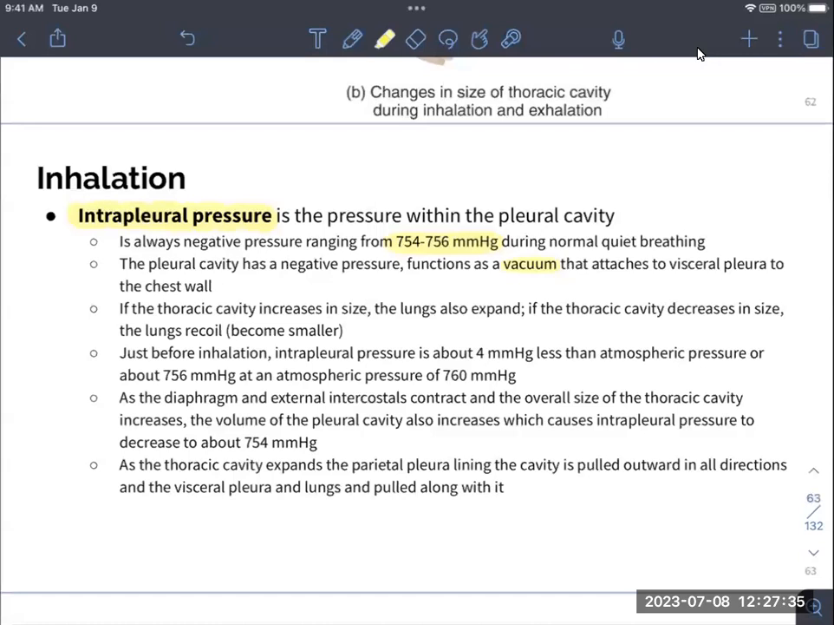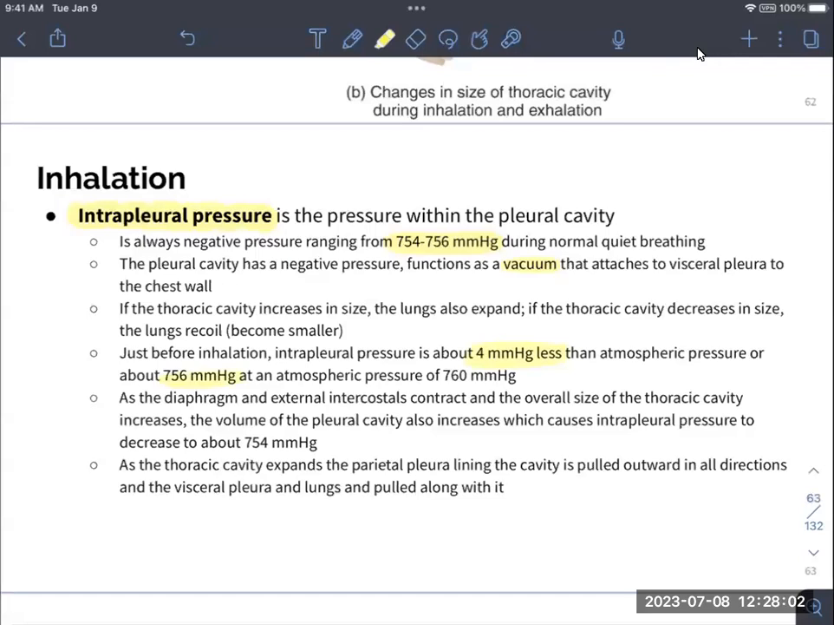The lungs are also going to expand when that thoracic cavity expands. So if that thoracic cavity decreases in size, the lungs are going to recoil. They're going to become smaller too. So just before we take a breath in, that intrapleural pressure is about 4 millimeters mercury less than that atmospheric pressure, so about 756.